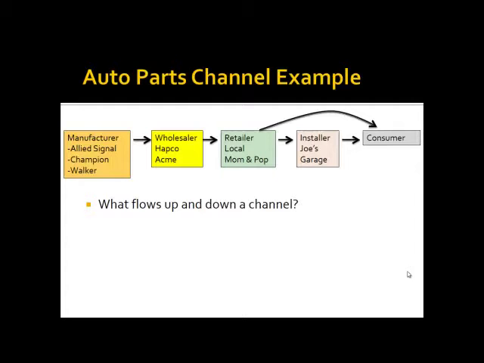So the traditional channel was a manufacturer. Allied Signal happened to make Fram filters, Champion spark plugs. There's hundreds and hundreds of companies and different manufacturers. They would typically sell to a wholesaler. A wholesaler would buy the products in large amounts, store them in 1 or 2 or 3 very large buildings, and then they would deliver them as needed to retailers.